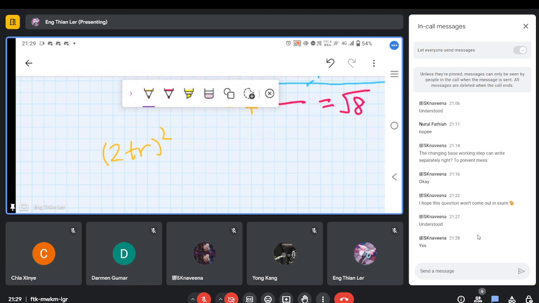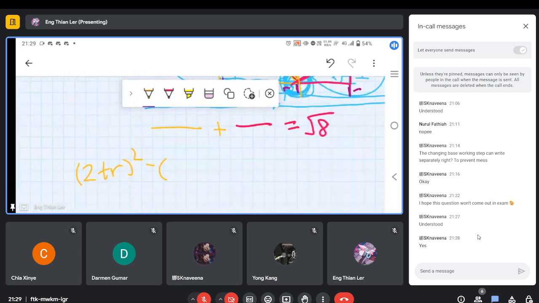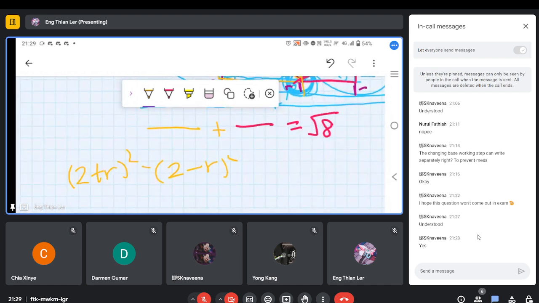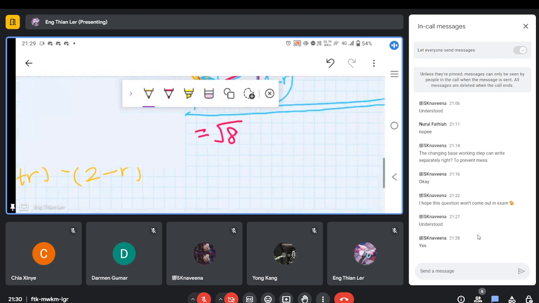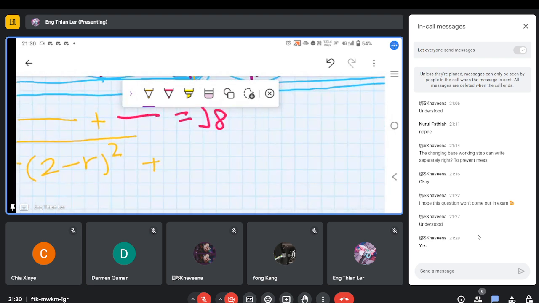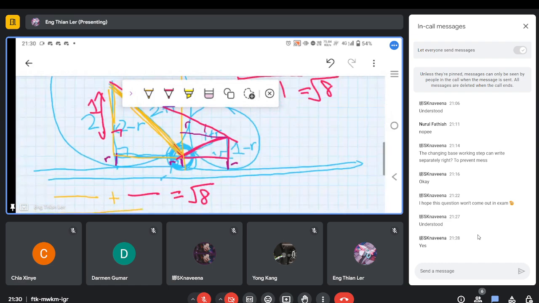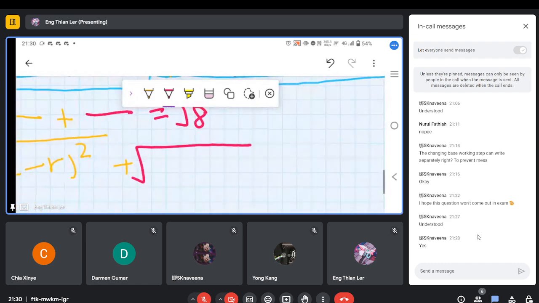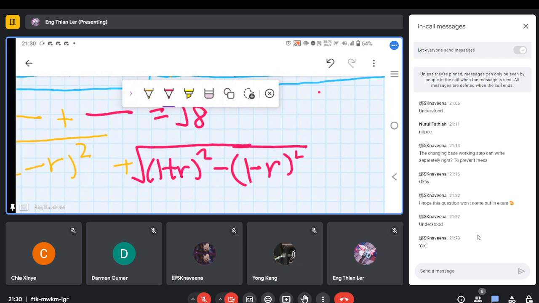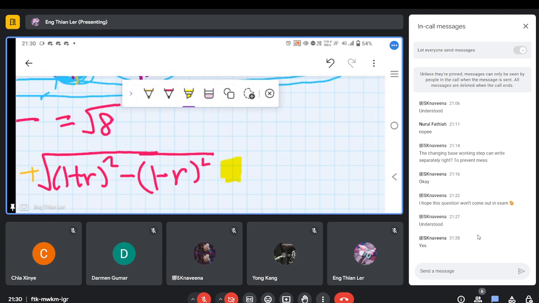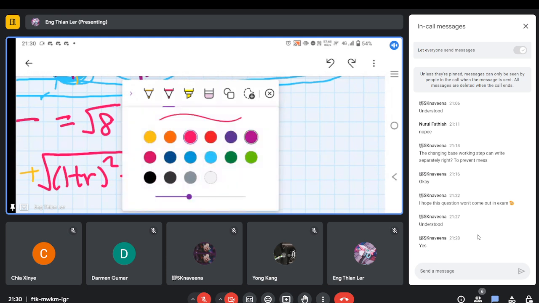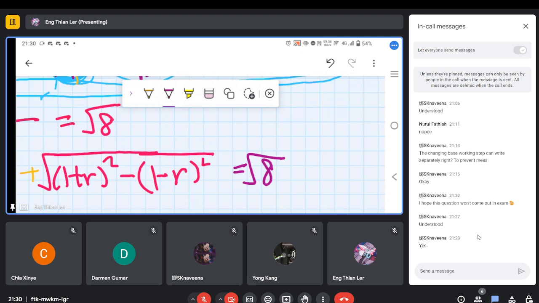Square root of (2 + r) square minus, what is this again? (2 - r) square. Also don't forget the square root. We are finding the side, not the square of the side. So plus the red side, square root of (1 + r) square minus (1 - r) square. And this is equal to the square root of 8.